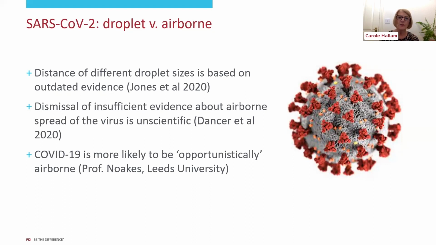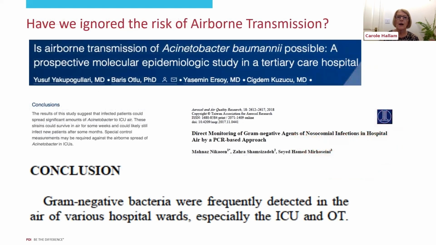And then those of you that know Professor Kath Noakes, she said that COVID is more likely to be opportunistically airborne, so when the environment, the conditions are right. Okay, so, but have we ignored the risk of airborne transmission? Because these are quite old studies. I've just picked out 4 studies which were quite interesting.